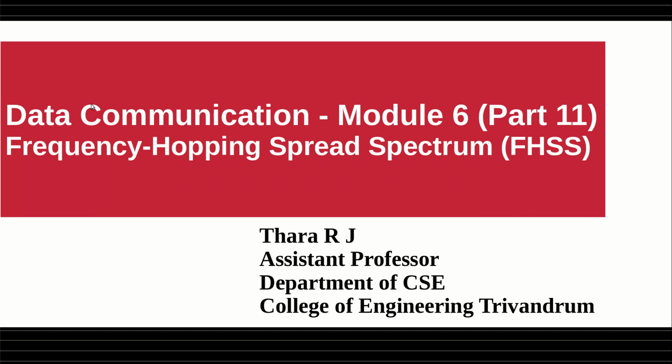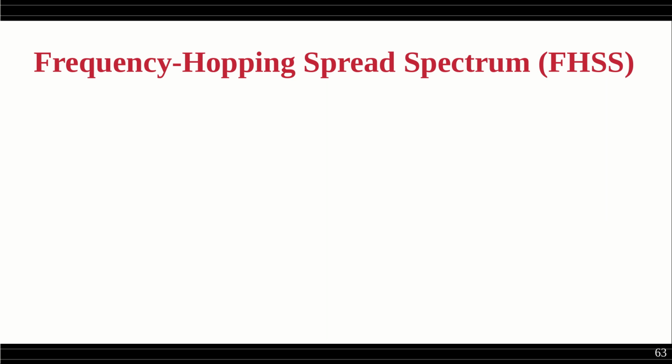So in part 10 we discussed the basic idea about this spread spectrum concept, and I hope you got an idea how spread spectrum is working in general. Now we move on to the first category of spread spectrum encoding technique, called frequency hopping spread spectrum, and we will see how it is working here.